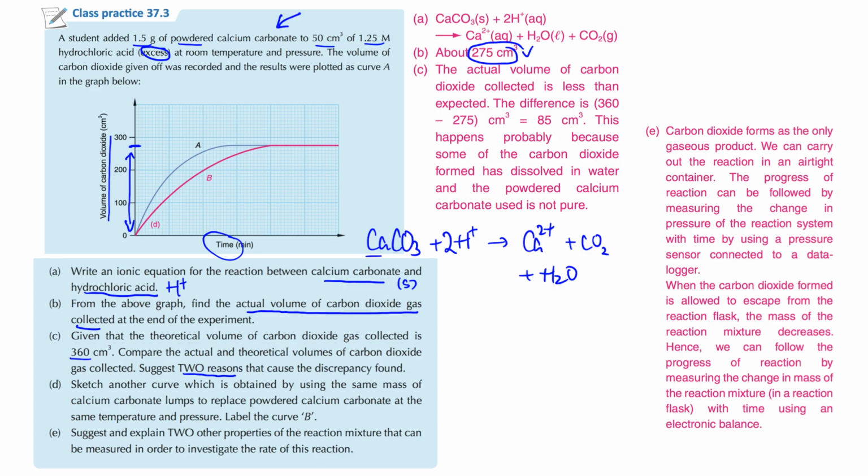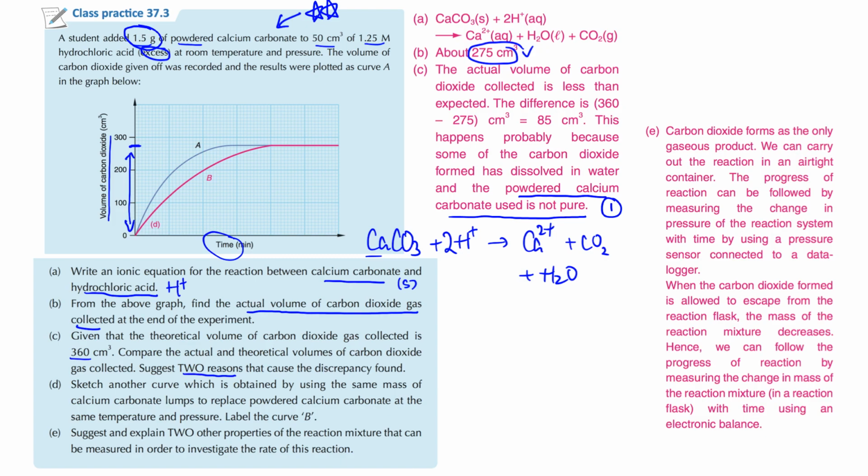One thing about calcium carbonate is that all the time it may contain some impurity in it. That means this 1.5 gram may not necessarily be pure calcium carbonate. This is very important that you have to be concerned about. So basically, one of the reasons is that the calcium carbonate that we have used is not pure, not all 1.5 gram of it belongs to calcium carbonate. It may have another impurity. That is number one: the powdered calcium carbonate used is not pure. This is the first reason.